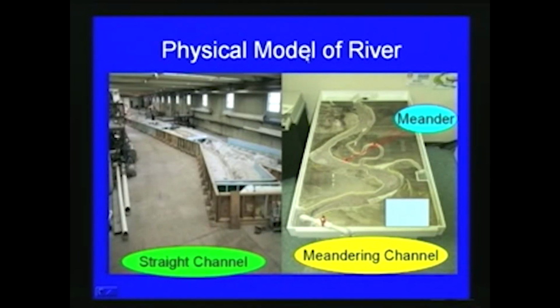And the third case, here you can see a physical model of a river. Either a straight channel we can construct like this in the laboratory using the Froude number similarity, or here we use a distorted model. Since the depth will be different and the other parameters, length and width, will be different, this is a meandering channel or river. So here you can see the physical model, a distorted model, of a river.